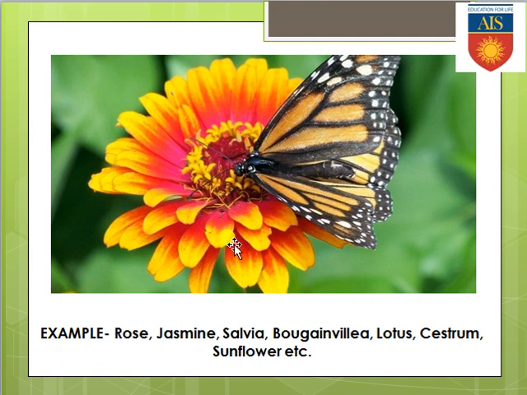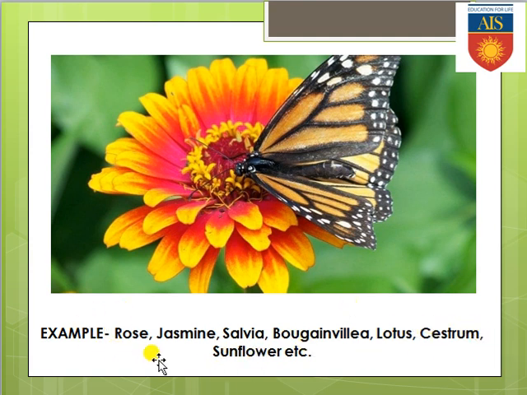Okay. In this slide you can see that one specific flower is getting pollinated by the help of a butterfly. Obviously it is an insect. So some examples are also given here. One is rose, second is jasmine, third is salvia, fourth is bougainvillea, fifth is lotus, sixth is cestrum, and then sunflower.